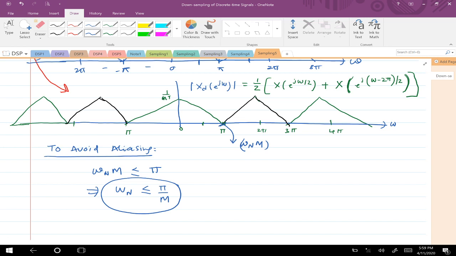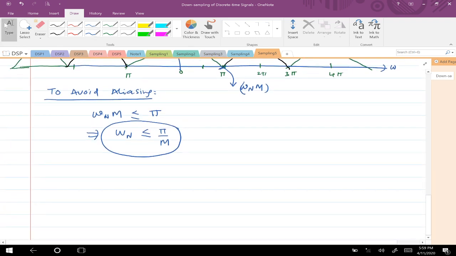Well, if there is a frequency omega n that is more than that, what is the way to handle it? Low pass filter. You let the signal go through a low pass filter that has a cutoff frequency of pi by m, so that you will eventually get a signal which has a maximum frequency of pi by m. Okay, hope that is clear.